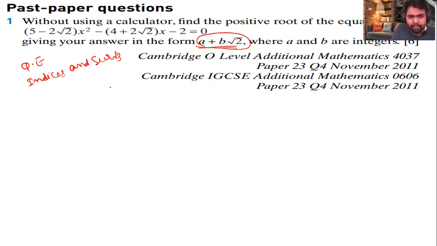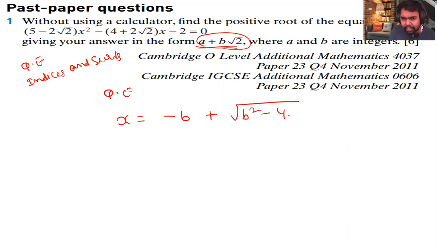First of all, you might be knowing the quadratic formula for solving these kinds of equations. If I have to find the positive root, let it be x. So the formula would be x equals minus b plus root b square minus 4ac, divided by 2a. So this is the formula.